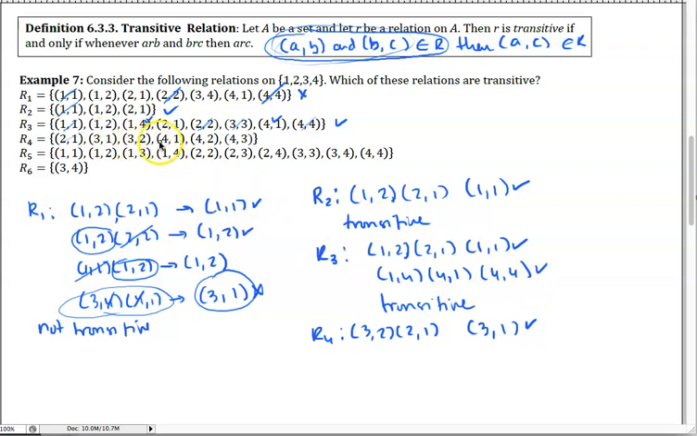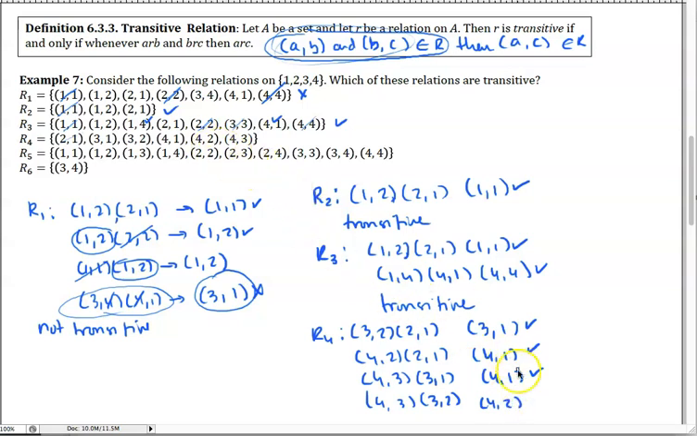Okay, (4,1) I could pair up with nothing. (4,2) I could pair up with (2,1), and (4,1) needs to be in there. And is it? (4,1) is in there. Okay, and (4,3) I could pair with (3,1) and (3,2). So (4,1) should be in there, which it is, and (4,2) should be in there, which it is. Yeah, just looking for all the possible pairings is hard with transitive. So R4 is also transitive.